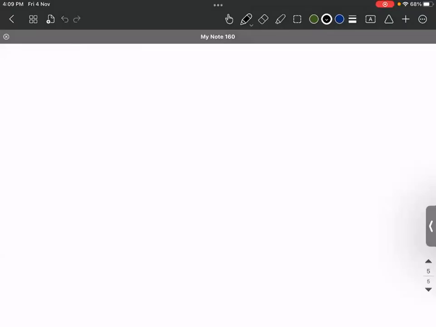Next. Internal and external diameters, 12th one. The internal and external diameters of hollow hemispherical vessels are 24 centimeter and 25 centimeter.